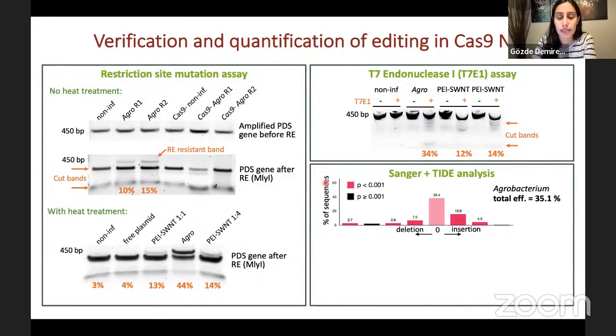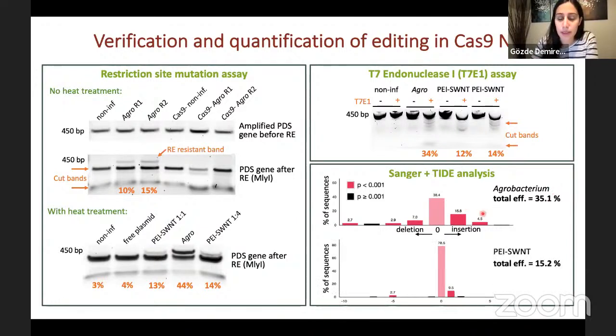And then the last assay, which I think is the most quantitative and always gives cleaner results, is the Sanger sequencing of these PDS amplicons and running a TIDE analysis on them. Here we are looking at one of the agrobacteria samples, and it shows us that 38% of the genome is not edited, but we have a total of 35% that is edited, and it also shows the breakdown of these edits. So it tells us that there are 16% +1 insertion events, 7% -1 deletion events. It gives us a breakdown of all the different types of edits.